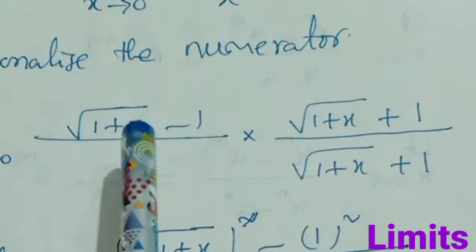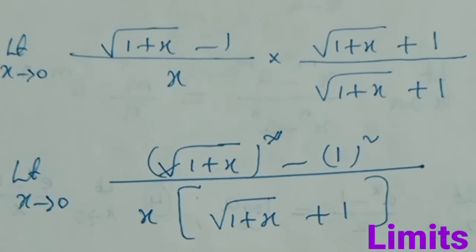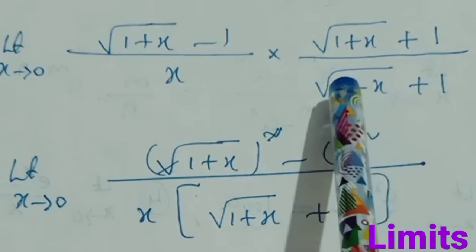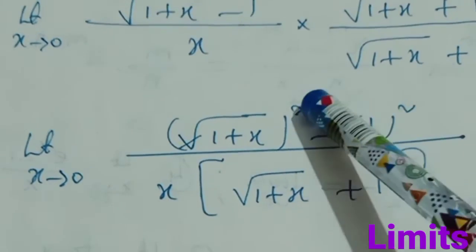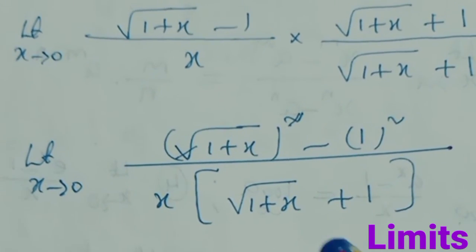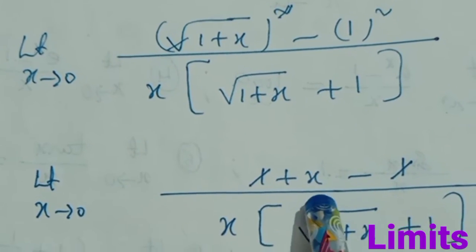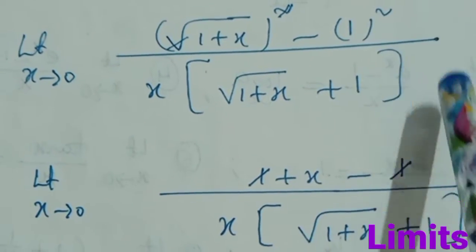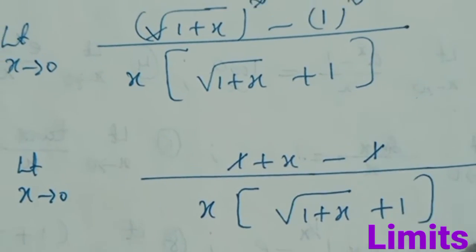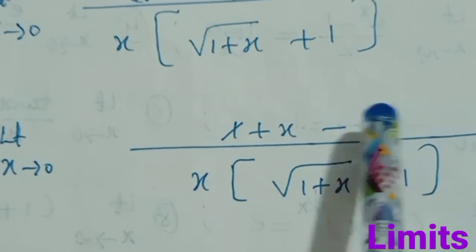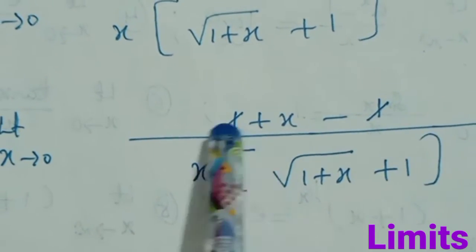Now here we write a plus b into a minus b will be a square minus b square by x into square root of 1 plus x plus 1. Now here square and square root get cancelled, so limit x tends to 0. Next, 1 plus x and minus 1 square is equal to 1, by denominator value is this one. Here in numerator plus 1 minus 1 get cancelled. Why? Because opposite sign is there.